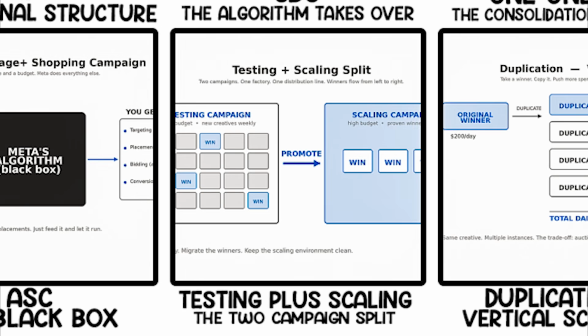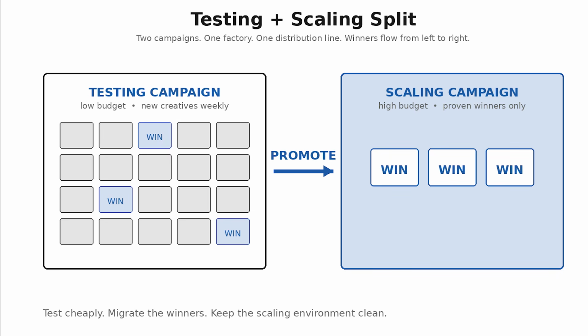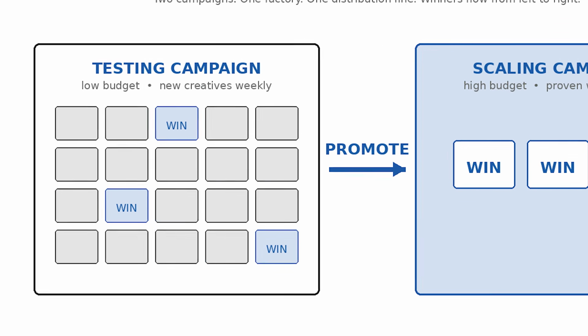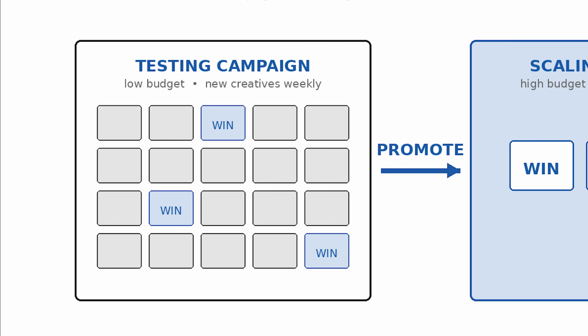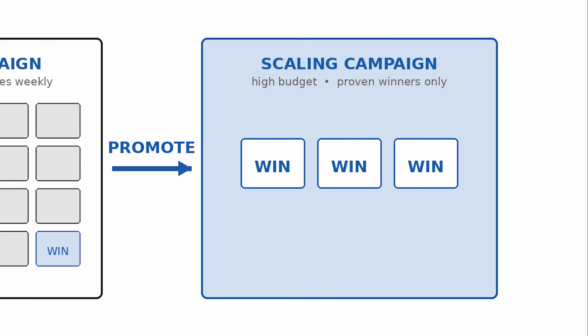Testing plus scaling, the two campaign split. This is where most agency accounts in 2026 actually live. The two campaign split. You run one campaign that exists purely to test new creative, low budget, maybe $100 or $200 a day. Brand new ads get launched here every week. Some flop, some show promise, a few become winners, then you run a second campaign whose only job is to scale those winners.